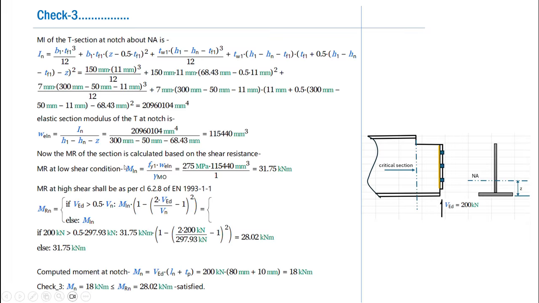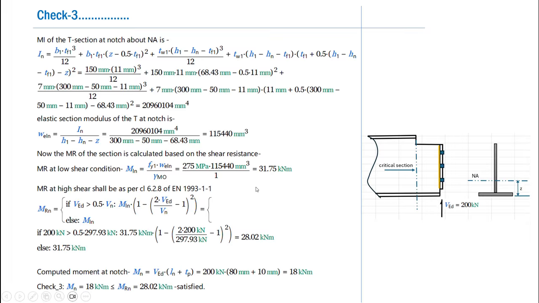Now having obtained Wel, the elastic section modulus, we can readily obtain the moment of resistance of the section based on the consideration of the low shear resistance. That is, if the low shear condition is satisfied, the moment of resistance of the beam section at the notch will be M_LN, that is Fy1 into Wel,N divided by gamma M0. Substituting the values, we obtained the moment of resistance as 31.75 kilonewton meter.